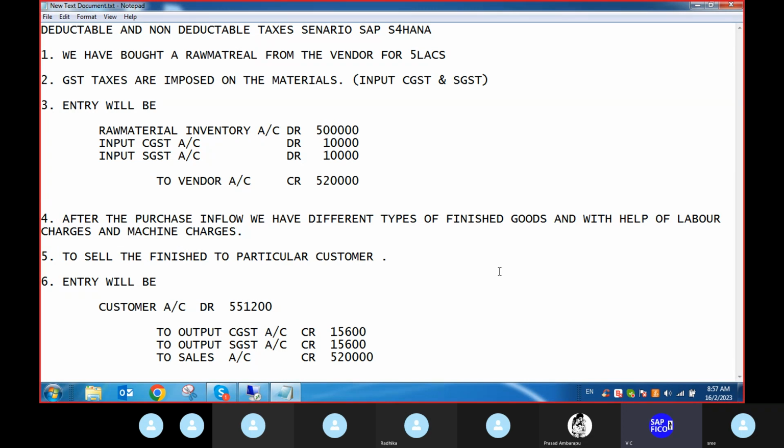So in case of non-deductible tax, the tax amount will be loaded to material inventory. Here the company, I mean whatever the client that you have, and the client cannot claim this tax amount back from the government.